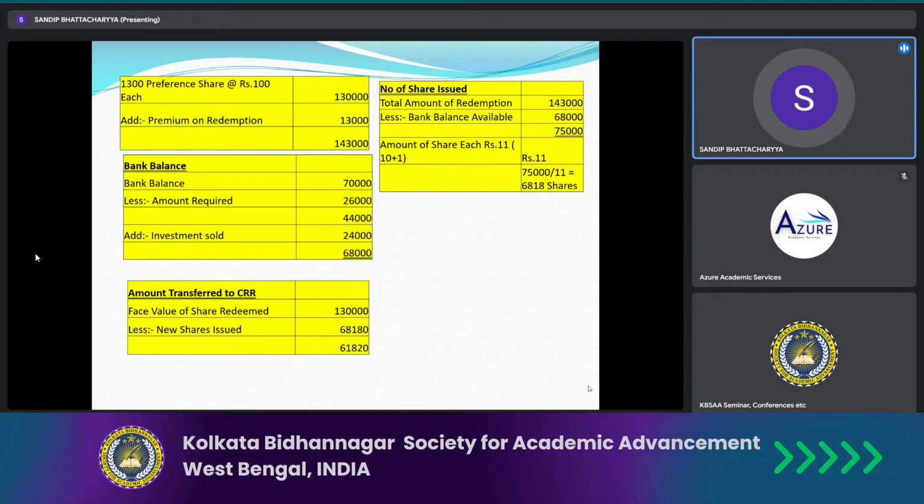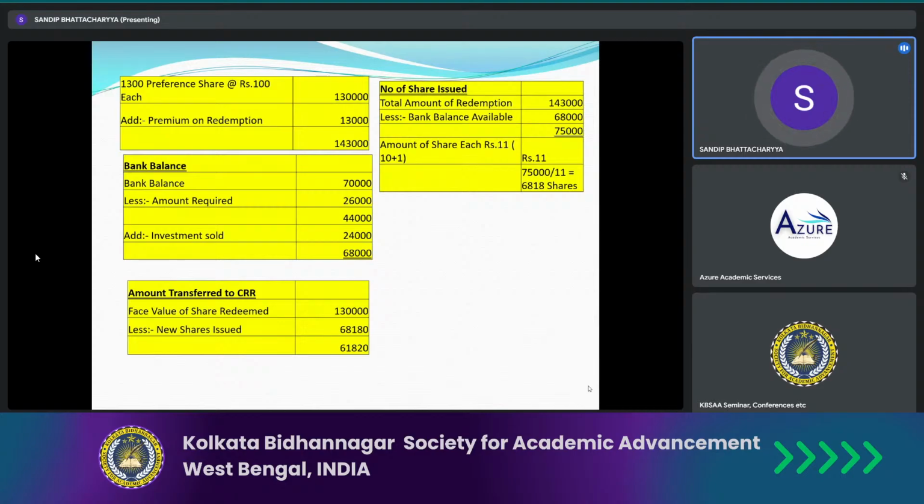So the face value of share redeemed is how much? Just consider the previous sum. Face value of the shares redeemed less the new shares issued, whatever be the residual figure, this residual amount is transferred to the capital redemption reserve. I repeat this once again. Face value of shares redeemed minus proceeds from the new share issue, then what will be the residual amount? This residual amount is transferred to the capital redemption reserve, that is CRR.